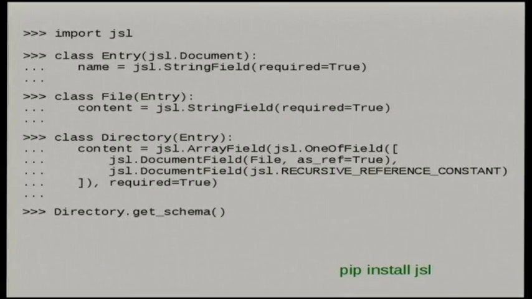Quiet. OK, so you've got an entry. You subclass it with file. So a file has a name and a content. A directory is an array of either a file or other directories. So a directory structure. And if you get schema, you will get a valid JSON schema.